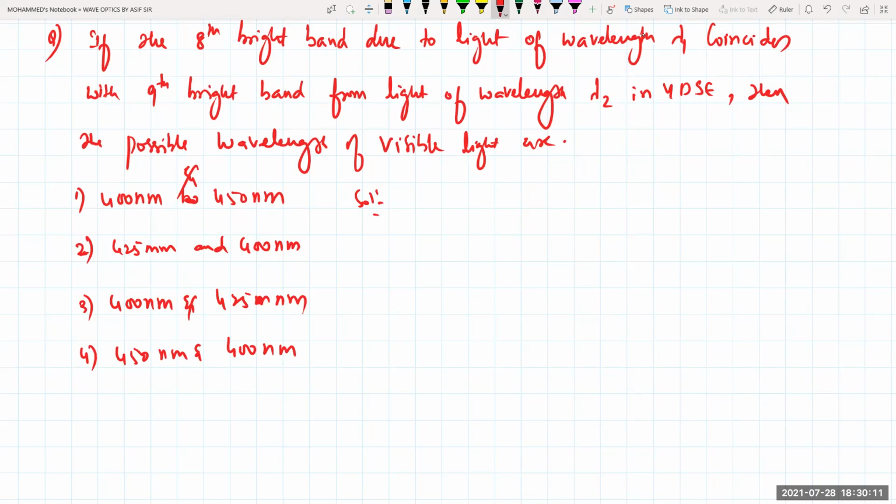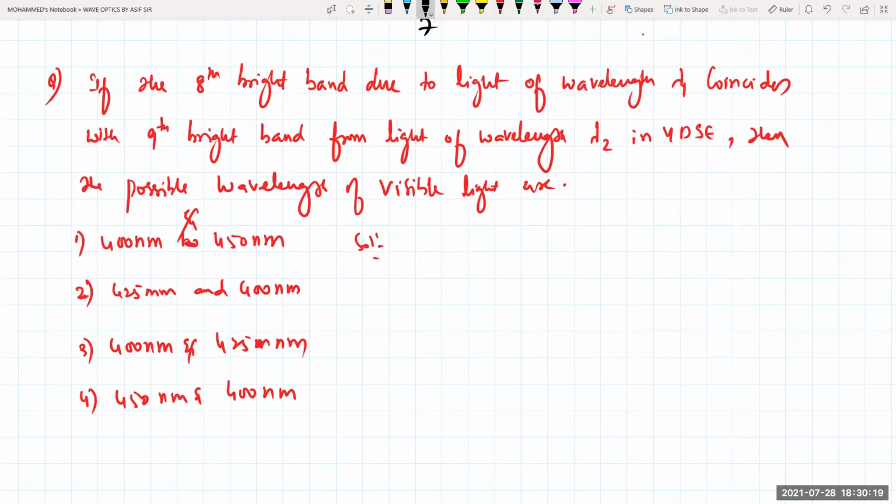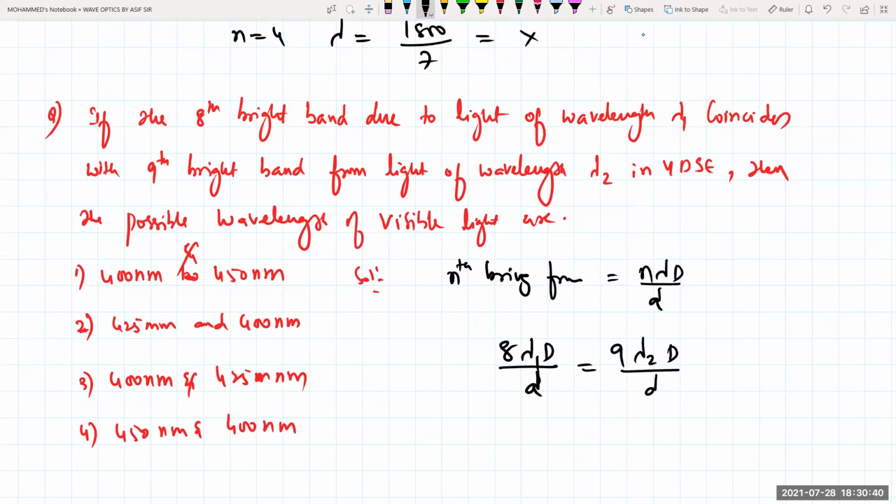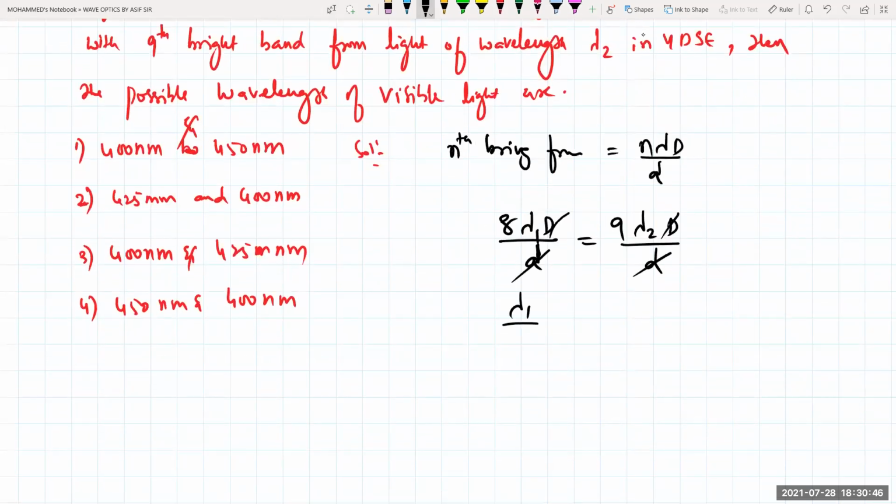So if the eighth band coincides, we can use the formula of nth bright fringe. Nth bright fringe is n lambda D divided by small d. So 8 lambda 1 into capital D divided by small d is coinciding with 9 into lambda 2 into capital D divided by small d. This one gets cancelled. So lambda 1 by lambda 2 is how much? Lambda 1 by lambda 2 is 9 by 8. Yes, sir.